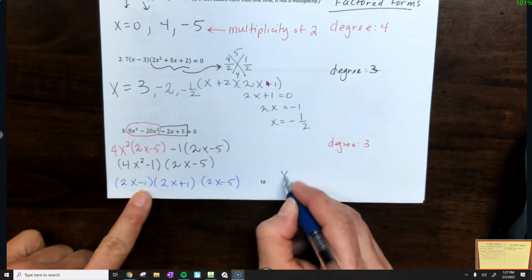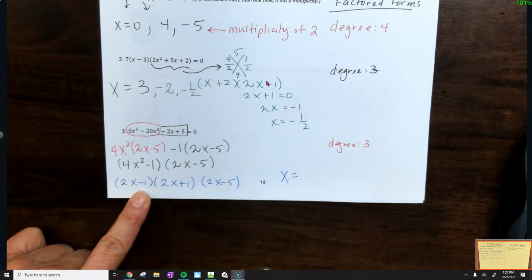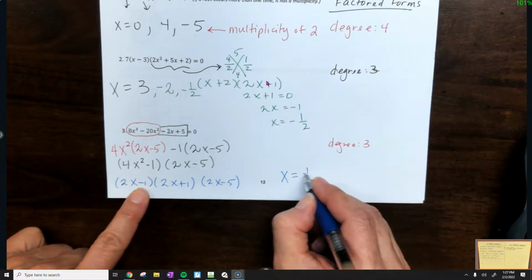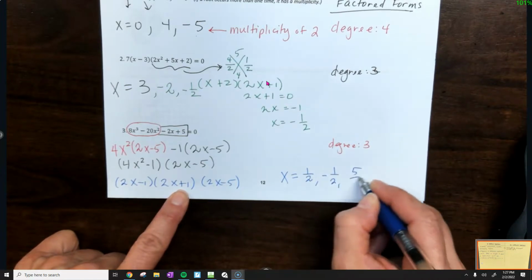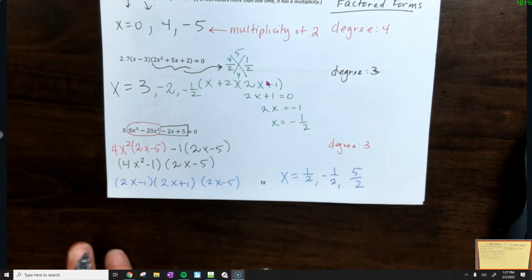So our x-intercepts, when we set each of these equal to 0 and solve, we're going to get a positive 1/2, a negative 1/2, and then a positive 5/2. 3 answers, 3 degrees.